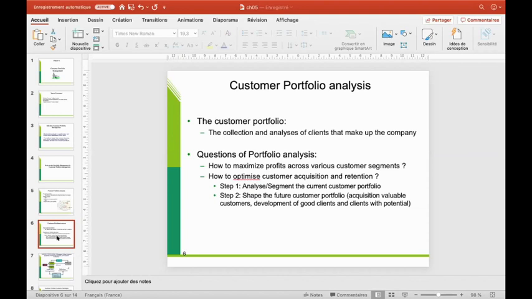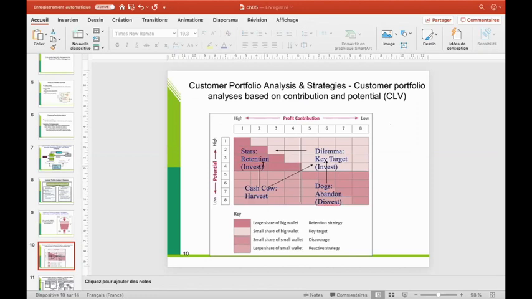And in step 2, you will shape the future customer portfolio in order to acquire valuable future customers, in order to develop your good clients, in other words the question marks and the stars with potential, and in order to abandon the dogs who have no future value and no actual value. Here is the profit contribution, low and high, and the potential, low and high. So there are four segments. The most interesting segment is that of the stars, who have a high actual profit contribution and a high potential.